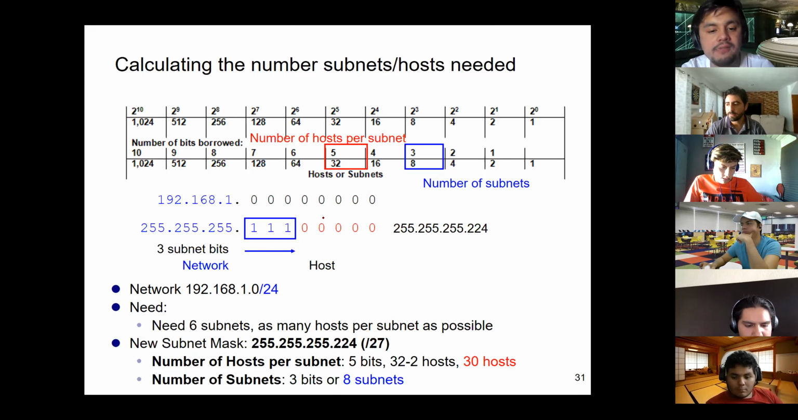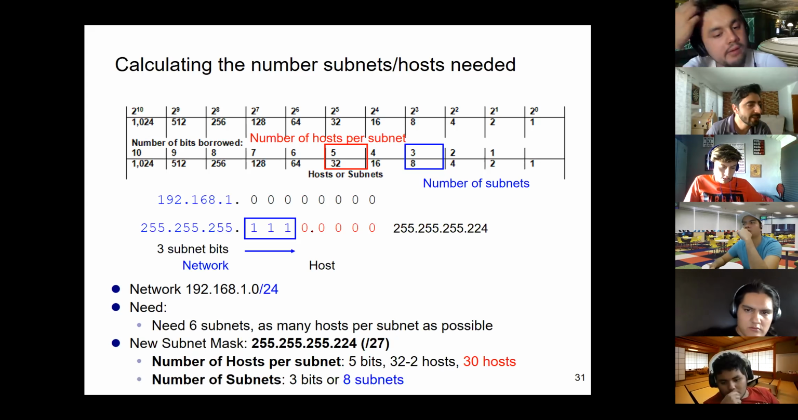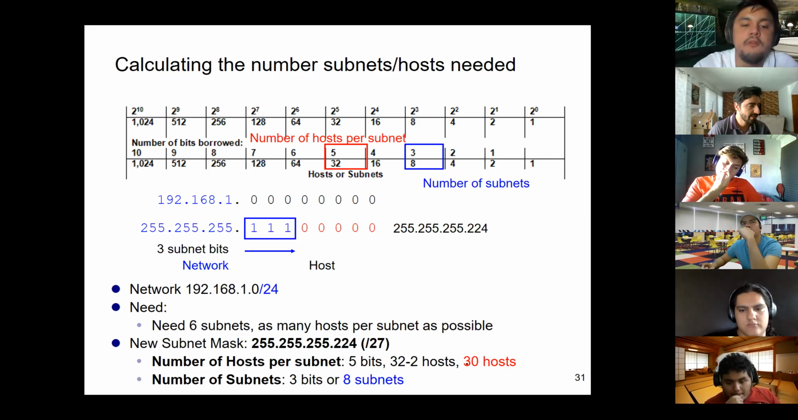Any other questions so far? So if you remember, this is the number of subnets. Now we have 3 bits and 8 bits. We have 3 bits for subnets, which means 8 subnets. And we have 30 hosts, because 2 to the power of 5 means 32 minus 2. You have 30 hosts per subnet.